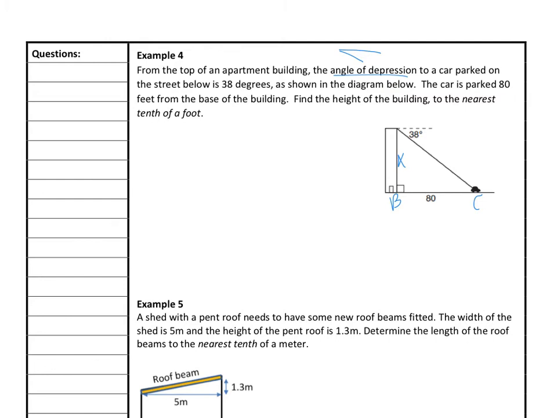Now, clearly, this angle of depression from the top of the apartment building is not within our triangle. So we have to think back to what we were talking about before. If we have a z or a backward z, we can just copy the angle down below. Because, again, alternate interior angles are congruent. So now we have our picture. We have our angle. We have our opposite, adjacent, hypotenuse. So go ahead and label those.